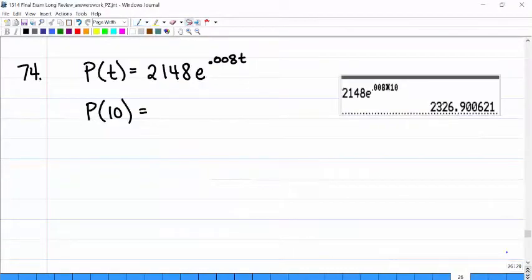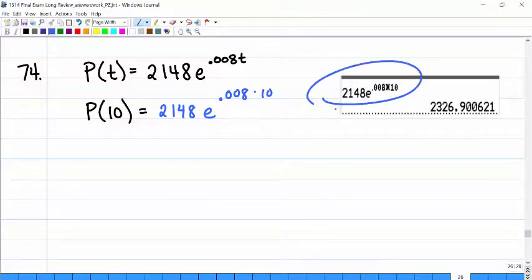Number 74 says the growth in population of a city can be seen using the formula P of t equals 2,148 times e raised to the 0.008 t, where t is the number of years. Use this formula to calculate the population after 10 years. So you're wanting to find P of t. So you'll type in t equals 10. So 2148 e to the 0.008 times 10. When I enter that in on my calculator, I get the population will be 2,326.9.